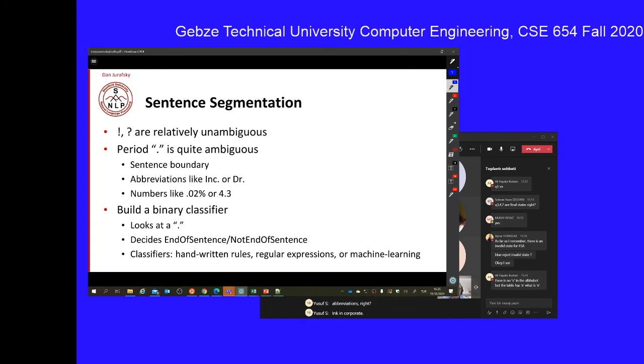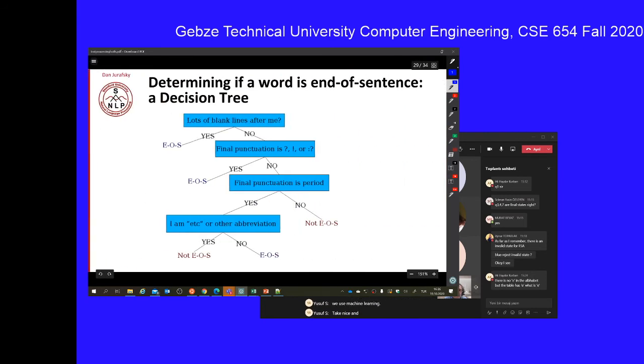In Turkish, you would say üçüncü sınıf, right? This is not end of the sentence. Okay, we use it. So how do I make the decision that this is the end of the sentence? You may come up with handwritten rules, okay, or some regular expressions, or sometimes we use machine learning techniques. And let's look at some of them.